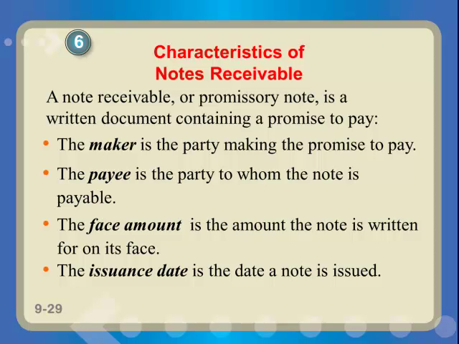The maker is the party making the promise to pay. The payee is who the party pays. Okay, so we've been talking about, we're the business, so we're the payee. The face amount is the amount the note is written for.